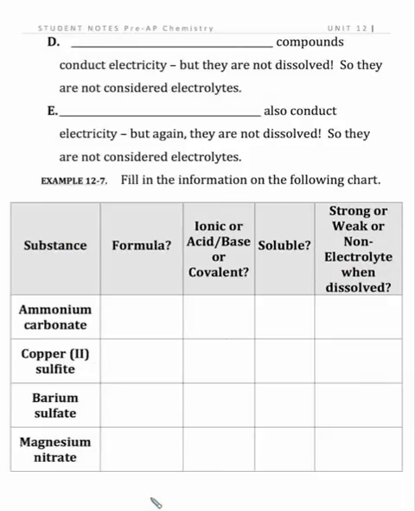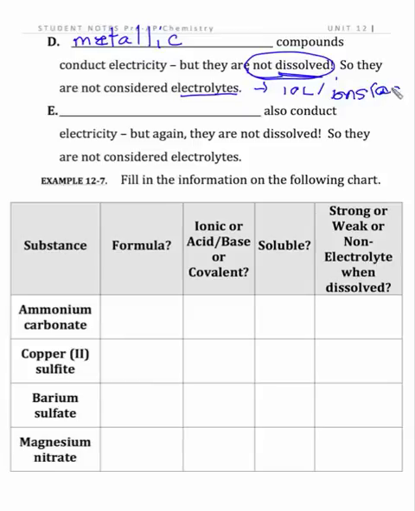Now, I want to make a distinction here between what we call an electrolyte and other conducting materials. Metals, metallic compounds, they certainly conduct. And that's not what we're talking about here. We're talking about solutions that conduct. They're not dissolved, so they're not considered electrolytes. They're considered conductive materials, but not an electrolyte. To be an electrolyte, we need ions that are aqueous.